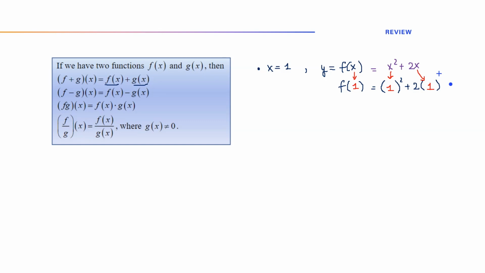Now we just simplify it. So 1 squared is 1 plus 2, that equals 3. So we will have a point (1, 3) that belongs to our f of x equals x squared plus 2x.